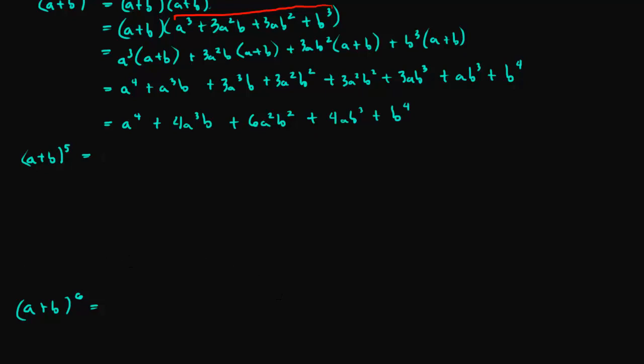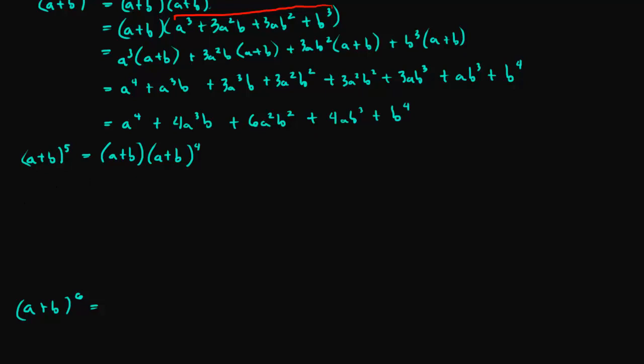Let's go ahead and expand this. We know that (a + b)^5 should be (a + b) times (a + b)^4, which we already expanded. So we know that (a + b)^4 is a^4 + 4a^3b + 6a^2b^2 + 4ab^3 + b^4. We're just going to multiply all of this by a + b, and that'll give us (a + b)^5.